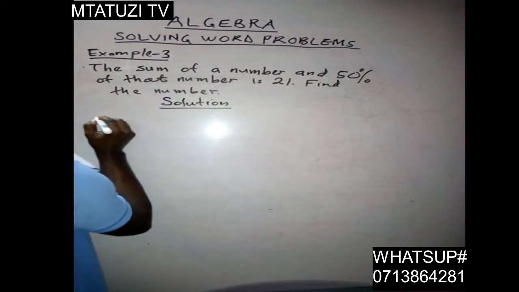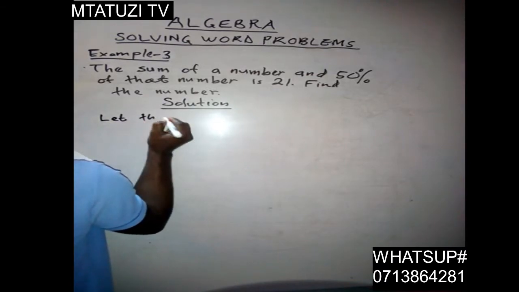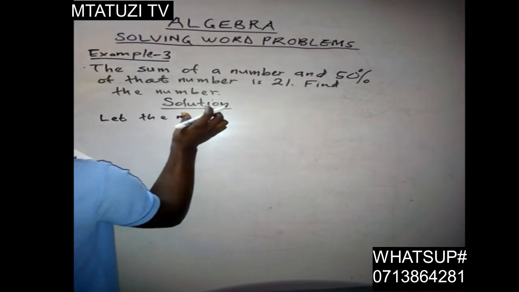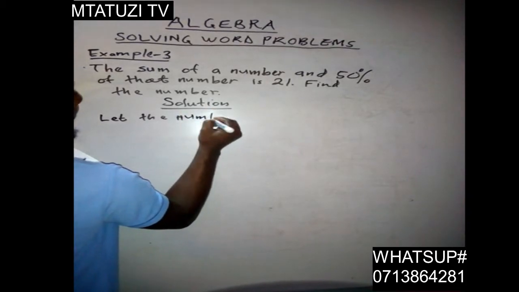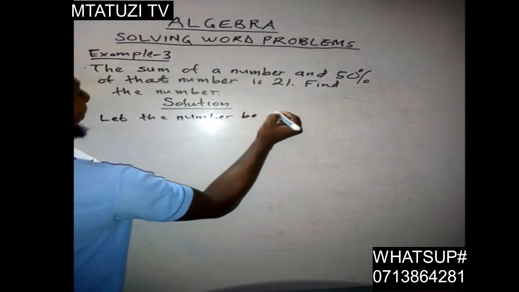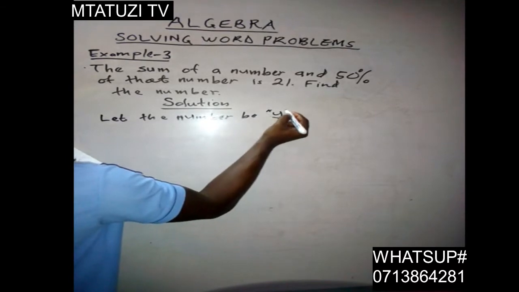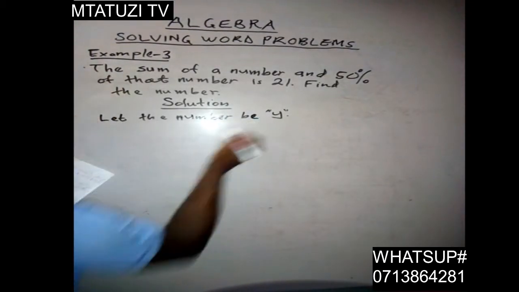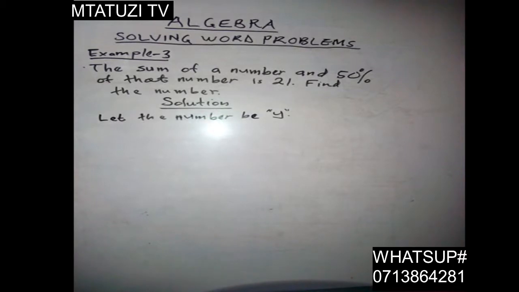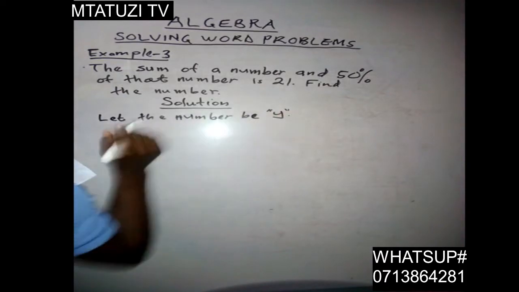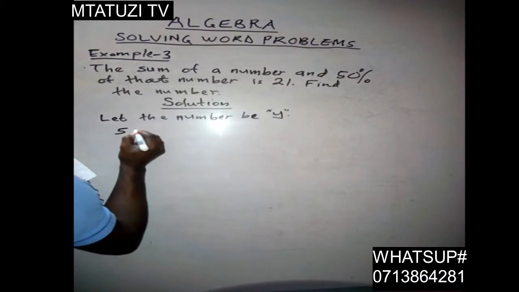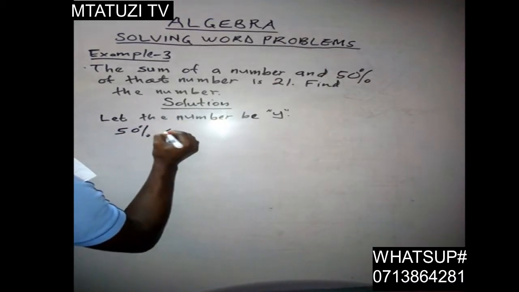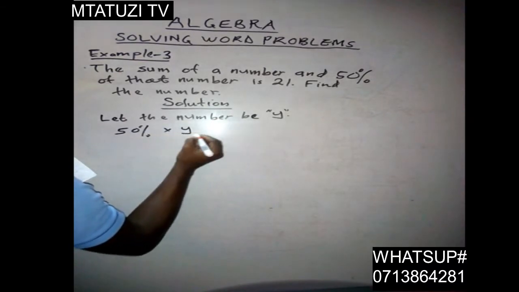So we will say let the number be Y. We've let the number to be Y. So the sum of a number, that is Y, and 50% of that number. 50% times that number, that is Y, is equal to 50% Y.